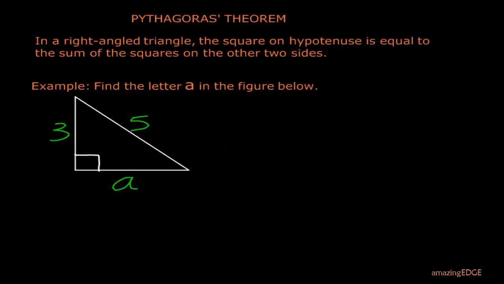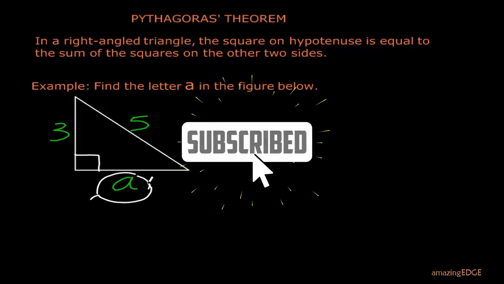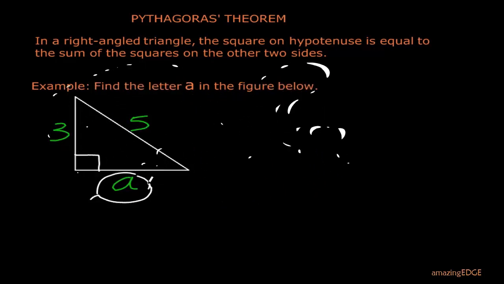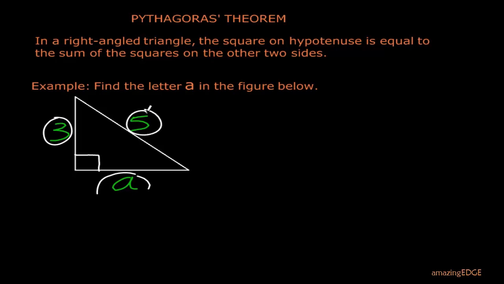I want to look at this example. We are to find the letter A. We want to find this side. Now, how do we handle this kind of situation? We recall first of all that the triangle we have is a right angle triangle, so we can apply the Pythagoras theorem, because we have 3 sides. This side is given, this side is given, so the only unknown side is this adjacent, the A. The letter A is the unknown, and we are working with a right angle triangle, so we can apply the Pythagoras theorem.